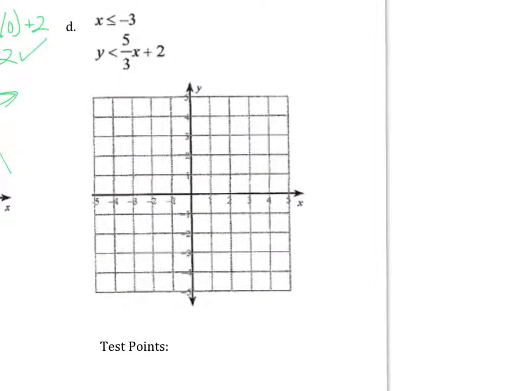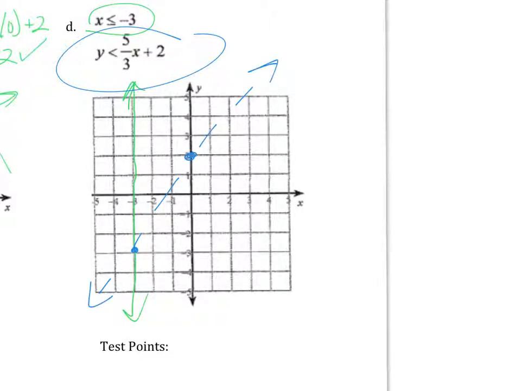The last example we're going to look at is D. And we're going to start by graphing x is less than or equal to negative 3. This is a vertical line at negative 3. So we are going to have a solid vertical line. I'll try my best to draw as straight as I can. And then in blue, I'm going to graph my other line. So I'm going to start at positive 2. And I'm going to go up 5 over 3, which I will run out of space. So I'm going to go down 5: 1, 2, 3, 4, 5, over 3: 1, 2, 3. And this is going to be a dotted line.